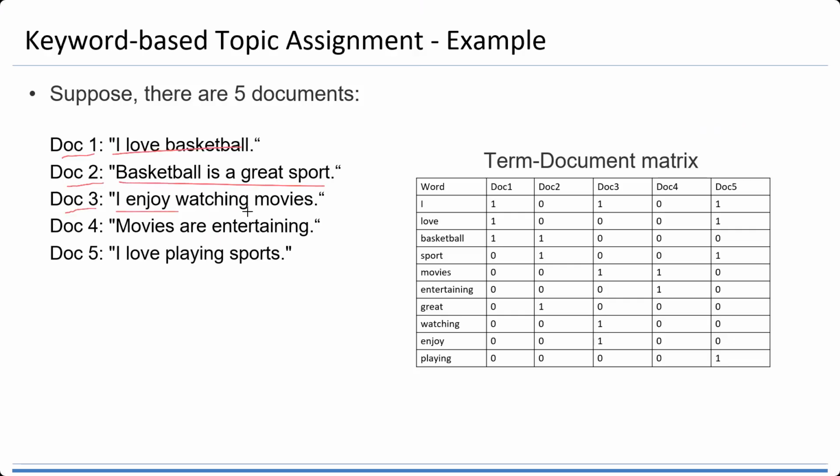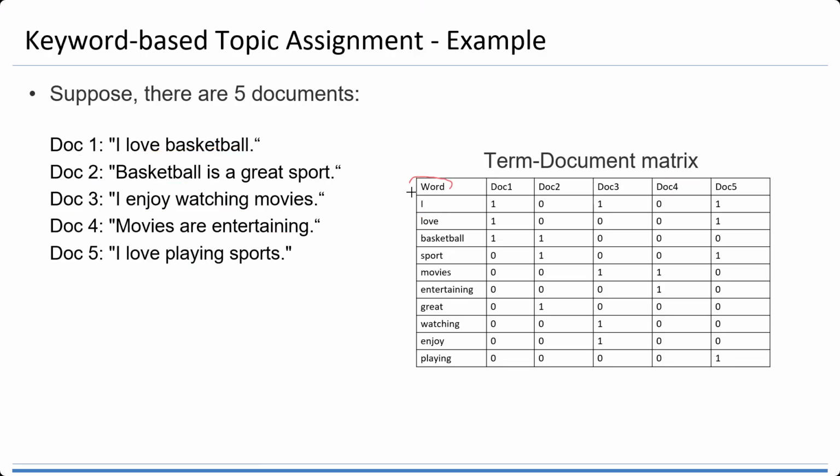Document 3: I enjoy watching movies. Document 4: movies are entertaining. And document 5: I love playing sports. Now we can calculate the term document matrix. So let me just make it simple. I put everything in, including the I.